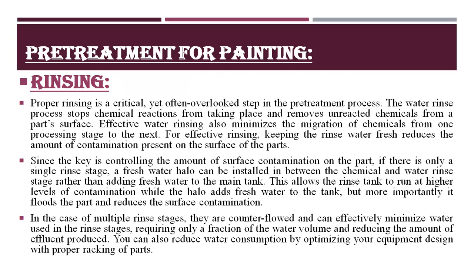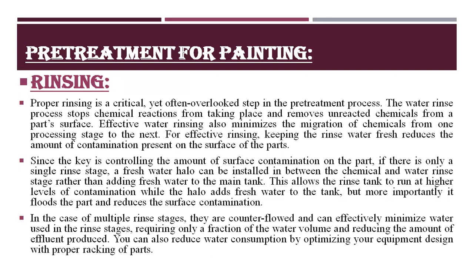The second pre-treatment is rinsing. Proper rinsing is a critical yet often overlooked step in the pre-treatment process. The water rinse process stops chemical reactions from taking place and removes untreated chemicals from the part's surface. Effective water rinsing also minimizes the migration of chemicals from one processing stage to the next.